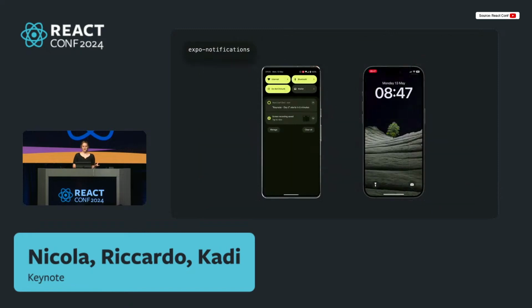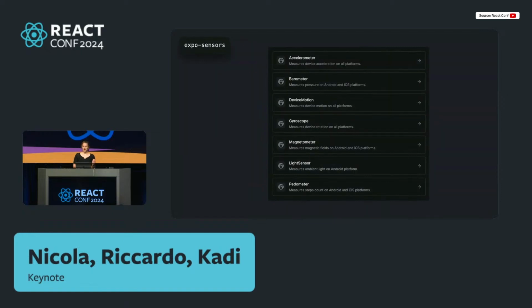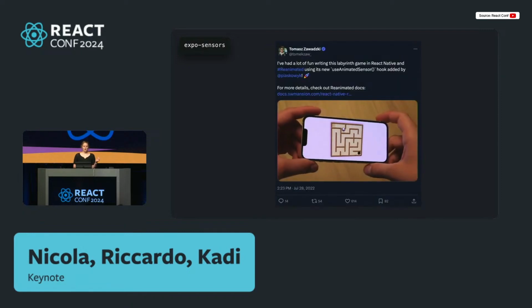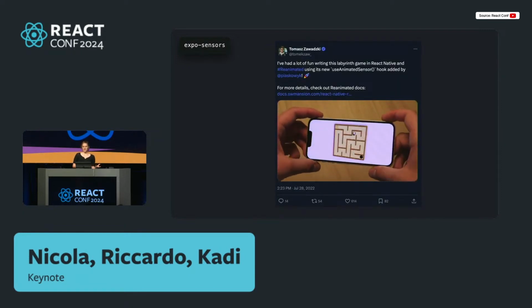There's Expo notifications for sending local and remote push notifications, and Expo sensors, which lets you access device sensors that measure motion, orientation, ambient light, and open the door for creating experiences like this one, a neat little game that uses your device orientation as controls.